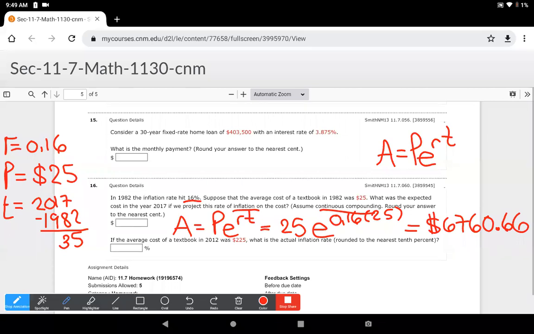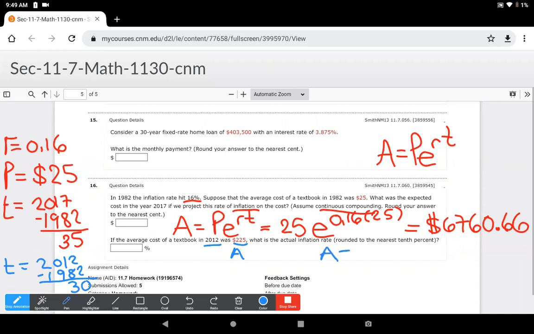For B, I'm going to switch colors. If the average cost of a textbook in 2012 was actually $225, what is the actual inflation rate? Okay, so for B, they're giving us 2012 as the ending year, which means we only went 30 years. They also are telling us that the future amount in 30 years is 225.